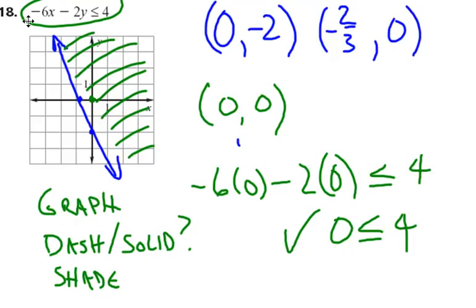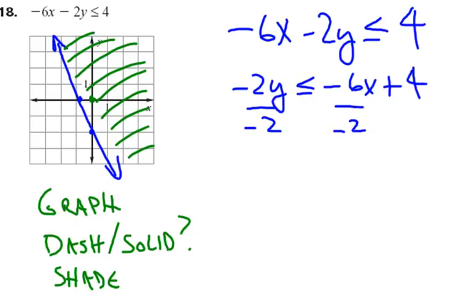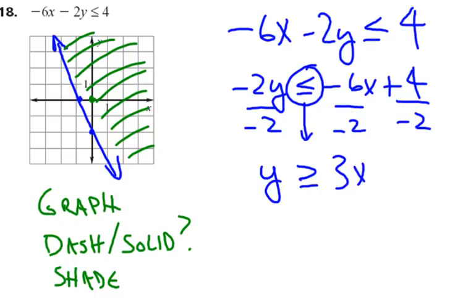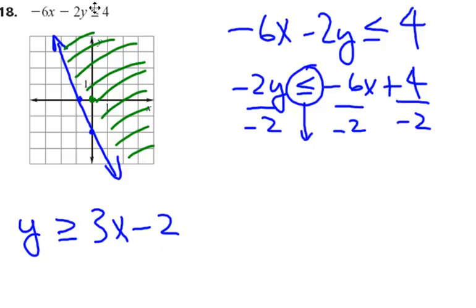Now, another way to approach this problem is to rewrite it in slope-intercept form and punch it right in the graphing calculator. So when I do this, I'm going to add the 6x to both sides. And then I'm going to divide everything by negative 2. And now, review bit, right? When I divide or multiply by a negative, I have to reverse the inequality sign. And that's going to leave me with y is greater than or equal to positive 3x minus 2. So this equation is now the same as this equation up top.